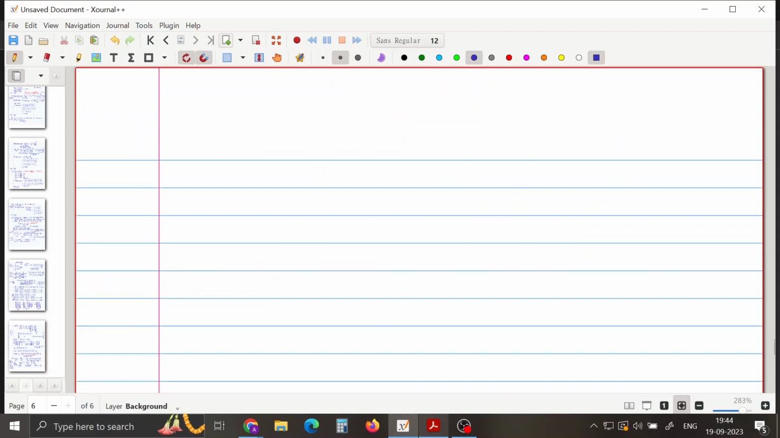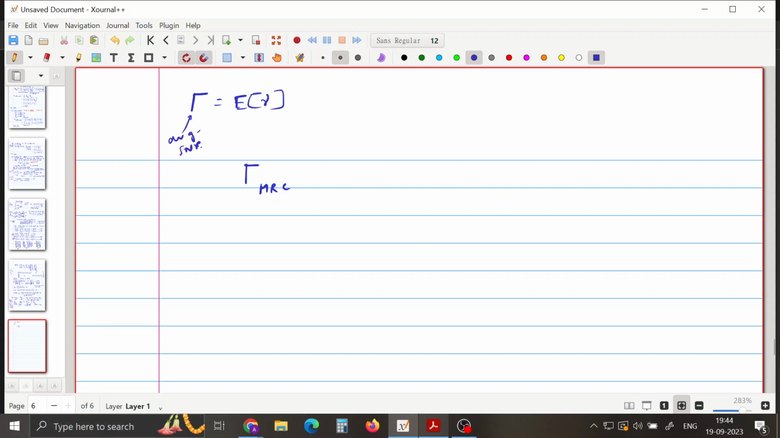So obviously your average SNRs follow the same order, because your average SNR is simply the expectation of your instantaneous SNR, right? This is average SNR, this is instantaneous SNR, okay? So again the order is the same, gamma MRC is the best, followed by equal gain combining, further followed by selection combining, right?